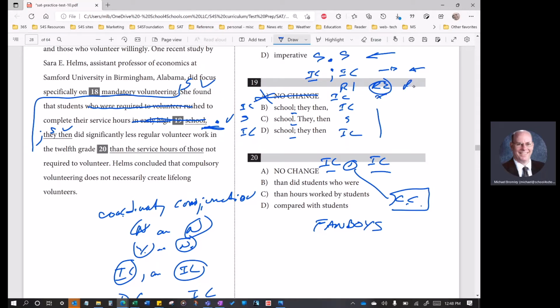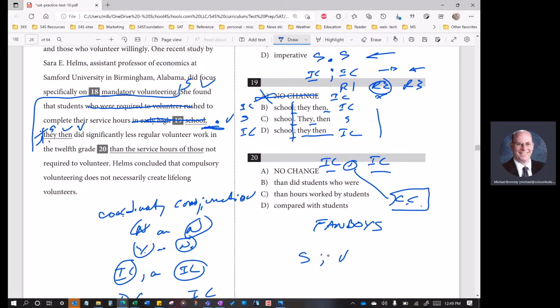Now, the next thing I want to do is rule 3. Now, I can just forget about all this business and just start here. They then did, and recognize what's going on here. They, subject, verb. I cannot separate my subject from my verb by a single comma. I don't put a pause. I don't put a colon.